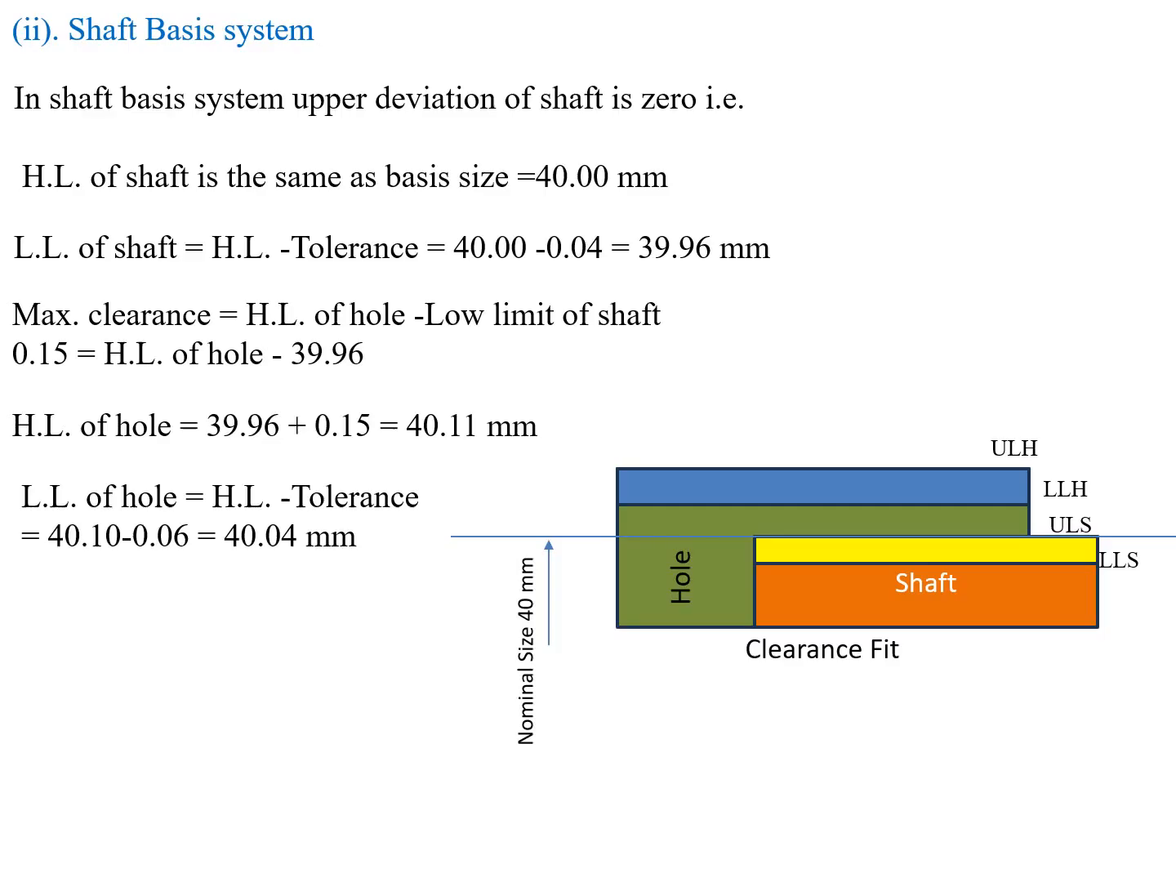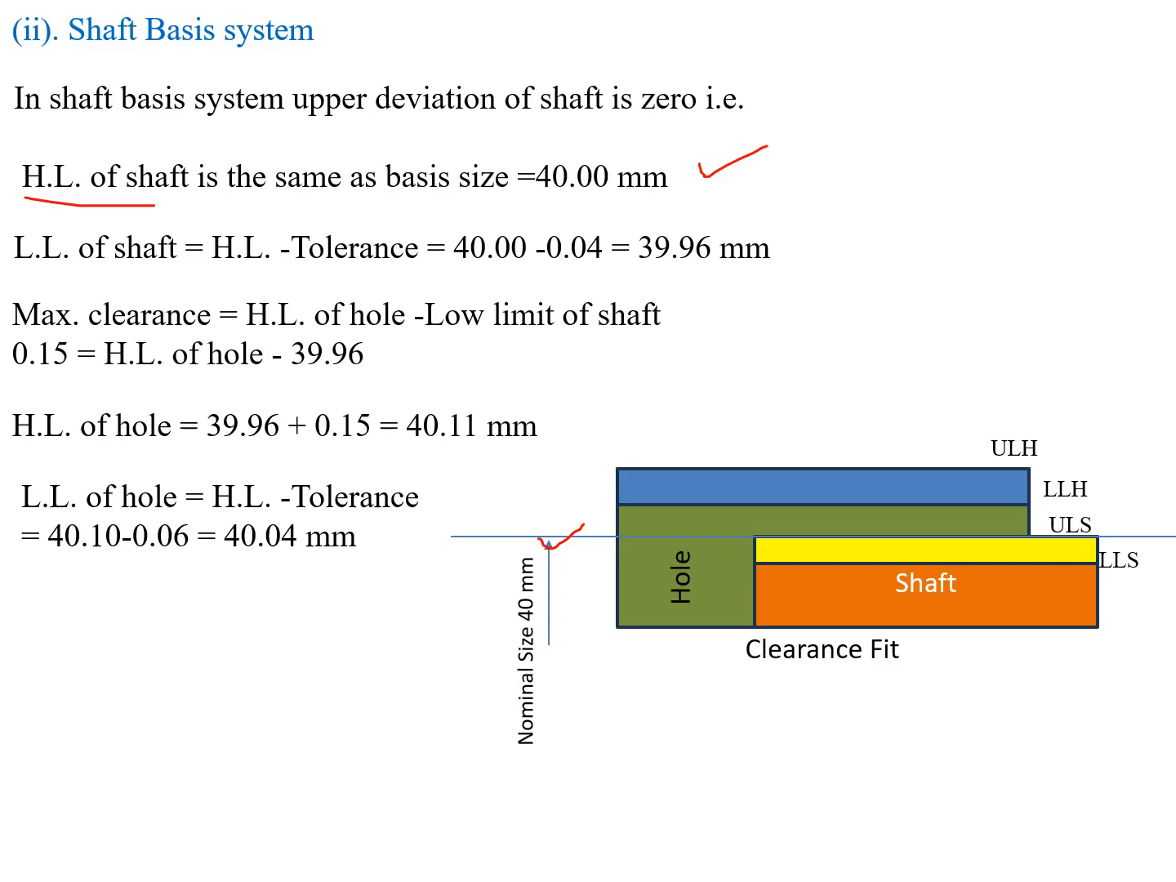Next we determine the lower limit and upper limit of the hole and shaft by using the shaft basis system. We know that in the shaft basis system, the upper deviation of the shaft is 0, which means the higher limit of the shaft is the same as the basic size. It is given in the data: nominal size or basic size equals 40 mm. Then the higher limit of the shaft equals 40 mm.